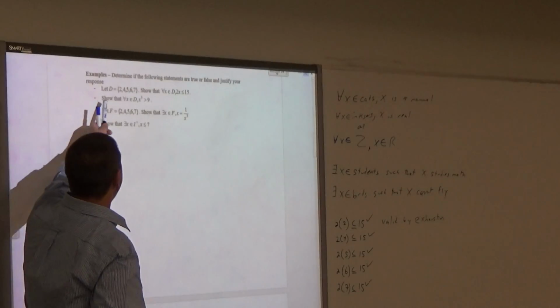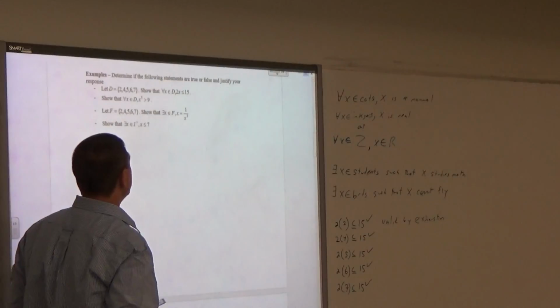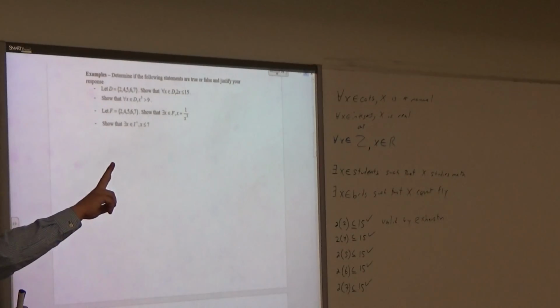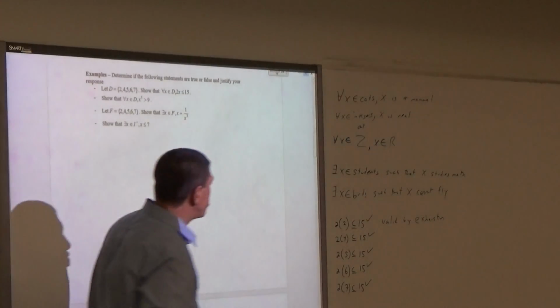All right. The next one. Show that for all x in D, x cubed is bigger than 9. Okay? Now, what do we think about that statement, guys? Is that true or false? False. That's false. How come, guys? 2 cubed is 8, right? Yep. Obviously. So, let's do this.